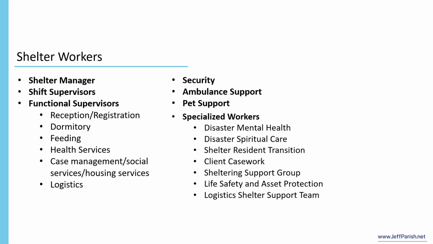We also will have security at the shelter. This may be a variety of agencies. We would have ambulance support in some circumstances. If we're accepting pets, JPAWS would provide support with pets. And then we have specialized types of workers, such as mental health professionals, spiritual care, a shelter resident transition team, casework, support groups, and other types of logistics.